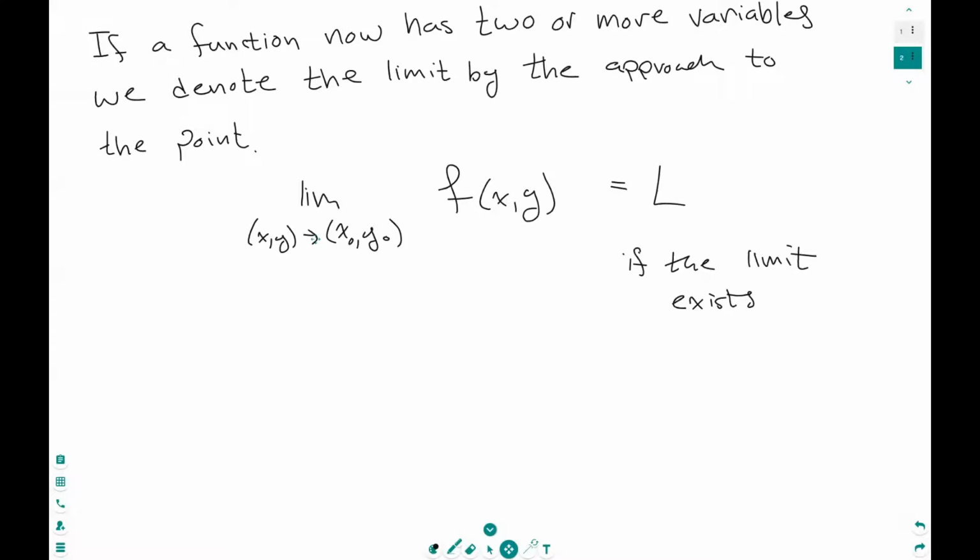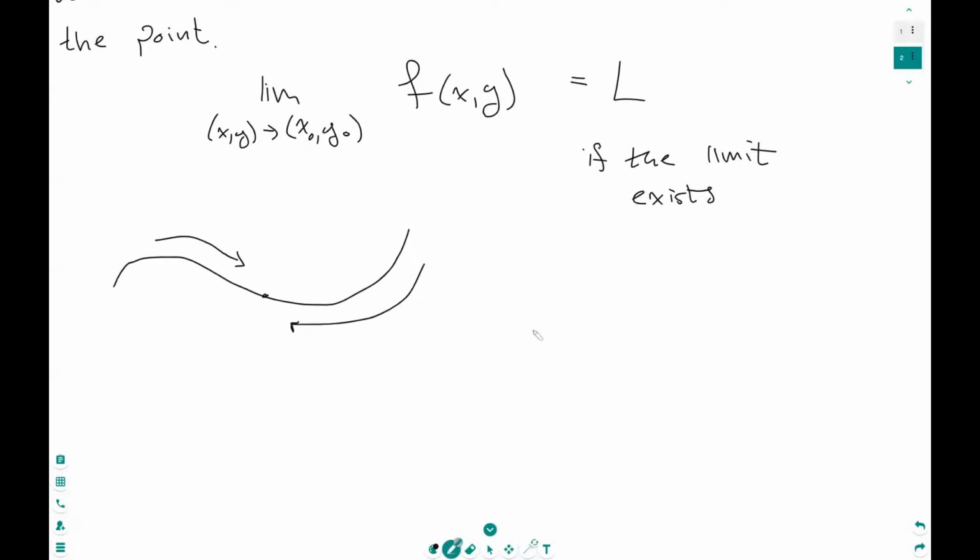Because for a function of one variable, if we had some curve and we wanted to know the limit, we would come from this side and we would come from this side. And then we would be able to figure out what the limit is here. Now imagine that I'm looking down on some function here. You can't see the elevation, but this is maybe our domain around the point. And I want to know what the function is doing in the limit at this point here.